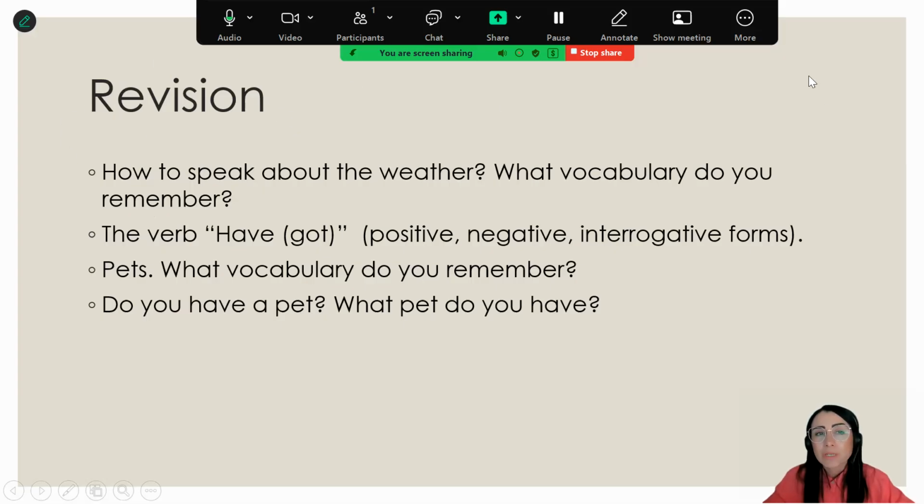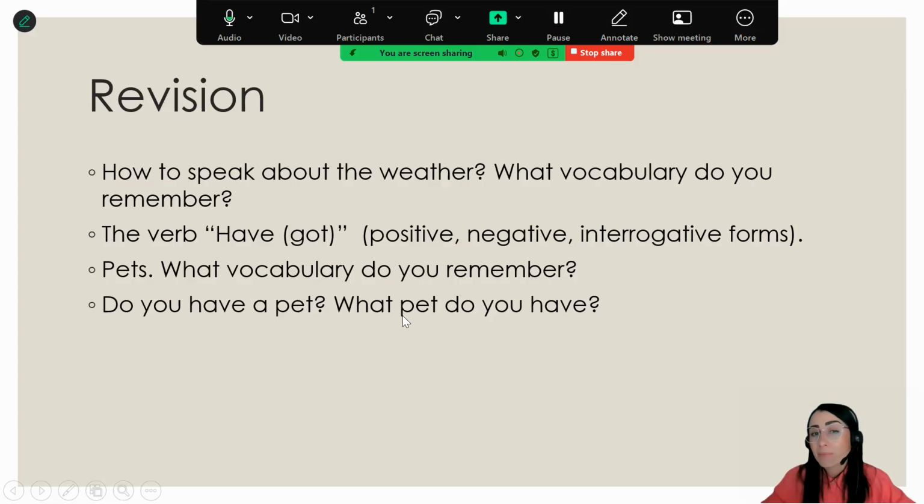What did you learn today? You learned how to speak about the weather, different types of weather, rainy, windy, hot, cold, and so on. Do you remember any vocabulary connected to weather? We learned the verb have, different forms of it, positive, negative, and question forms. We learned a bit about pets. Do you remember any pets?